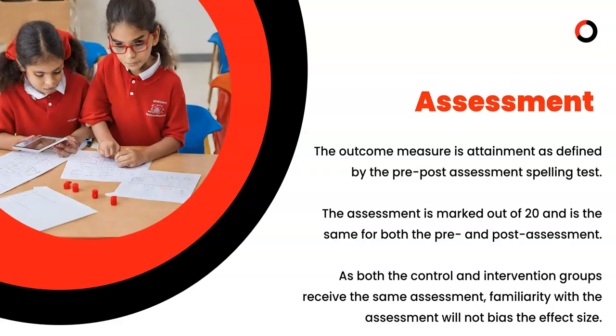And finally, the assessment. The outcome measure is attainment as defined by the pre and post assessment spelling test. The assessment is marked out of 20 and is the same for both the pre and the post. As both the control and intervention groups receive the same assessment, familiarity with this will not affect the effect size.